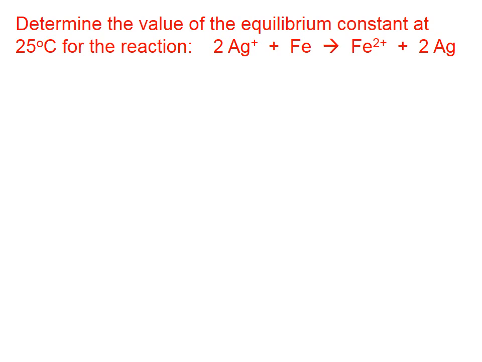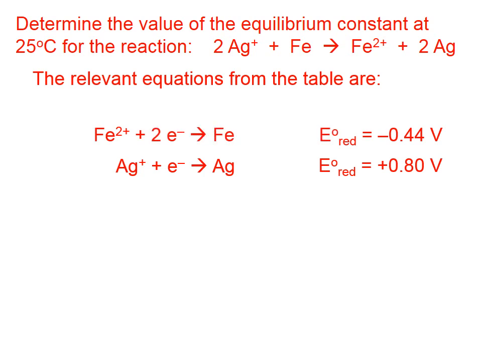Determine the value of the equilibrium constant at 25 degrees Celsius for this reaction. The relevant equations from the table are the reduction of iron 2 and the reduction of the silver ion. We see from the equation that the reduction of iron 2 needs to be flipped into an oxidation, because clearly in the equation at the top of the screen, iron's being oxidized.